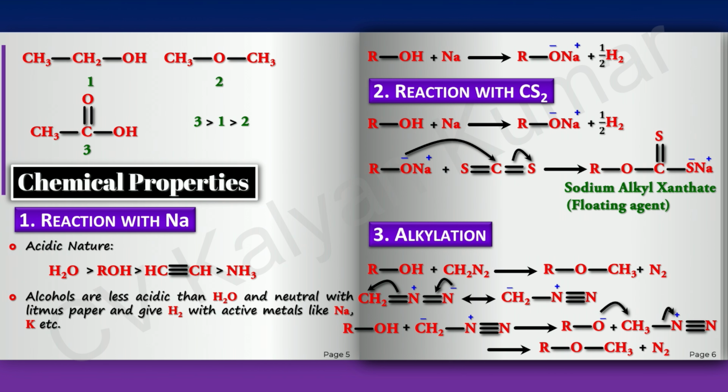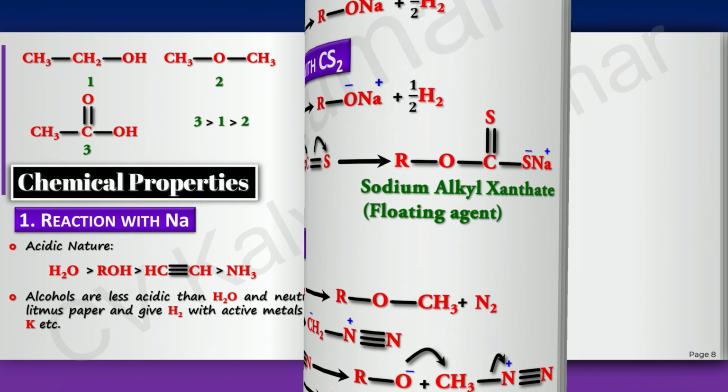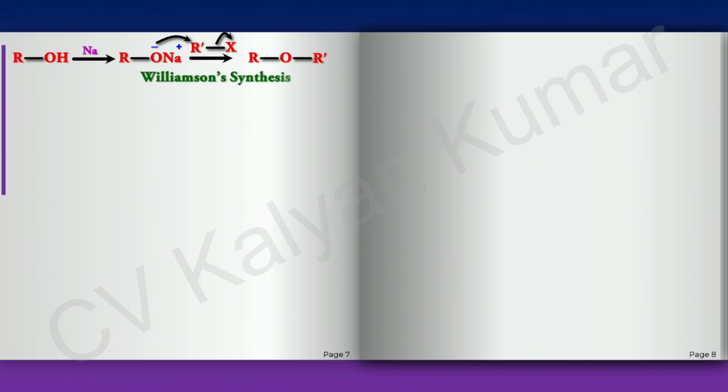Now, of course, there is another way of making ether. And that is you take alcohol, react it with sodium to form sodium alkoxide, then react it with a primary alkyl halide. It has to be a primary because tertiary can undergo elimination. So there will be a nucleophilic substitution and you'll get an ether. And this is what we call Williamson's synthesis.